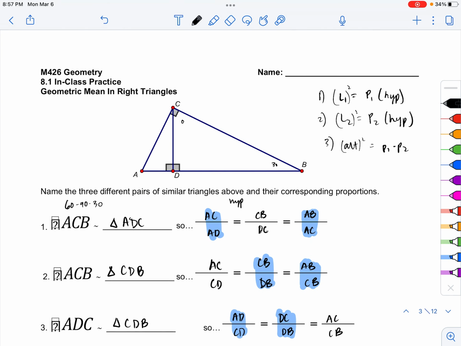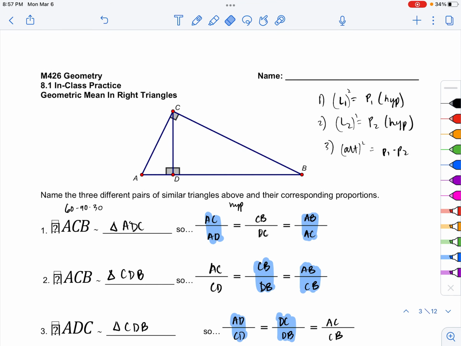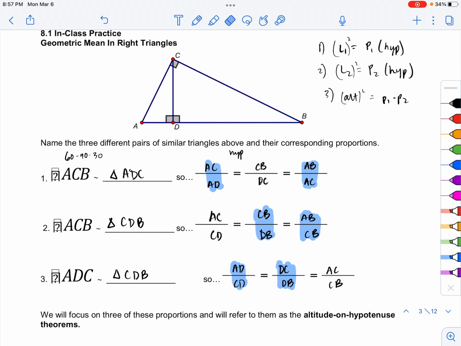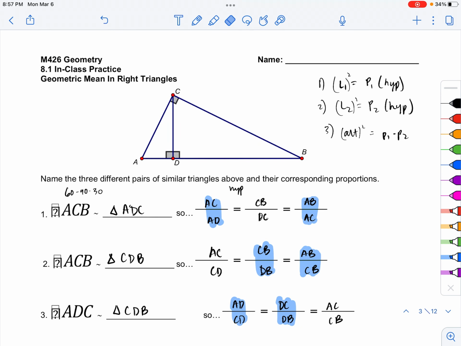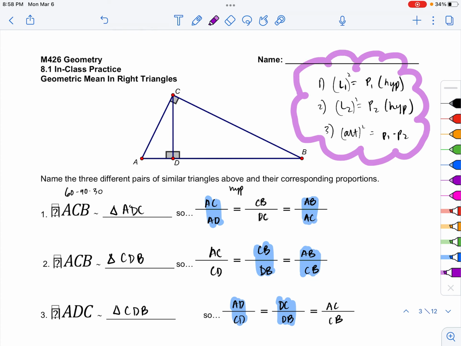Walkthrough, our in-class practice for 8-1, the altitude on hypotenuse theorems. If you watched the video, you know that we walked through the similar triangles of a right triangle within a right triangle, and 3 equations are developed, and I will highlight them right here. So these 3 equations create the altitude on hypotenuse theorems.